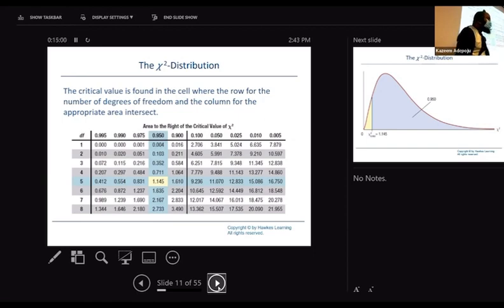Take a look at this table now. This is a chi-square table. This table is different from a t table, and it's different from a z table. This is a chi-square table.